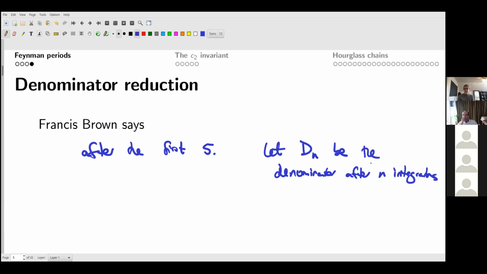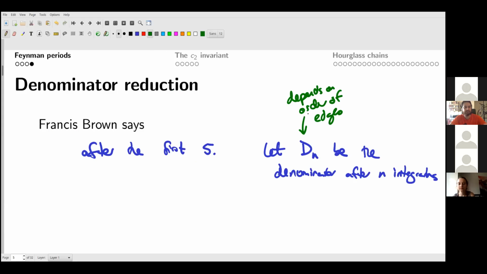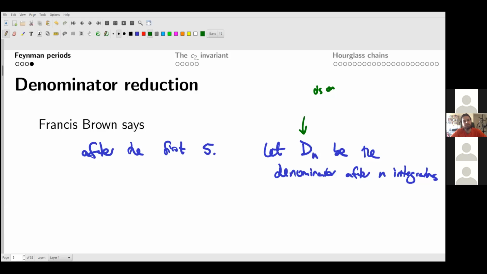And notice this does depend on the order of the edges, but I'm suppressing that from the notation. Well, it doesn't depend on the order, but it depends on which edges you've integrated so far. But I'm going to ignore that.